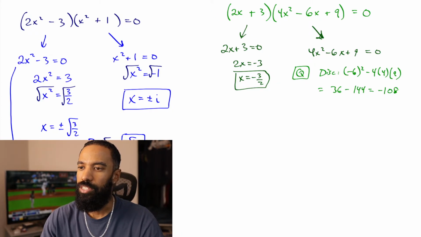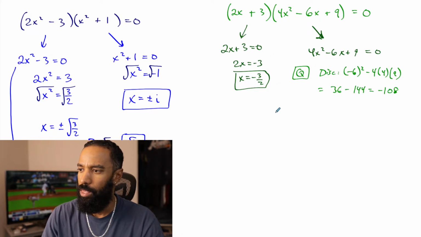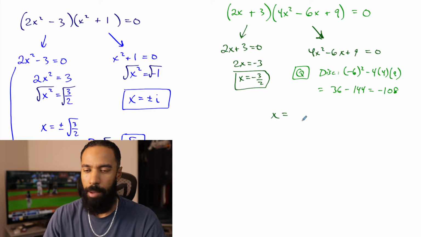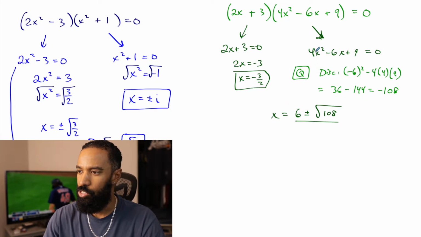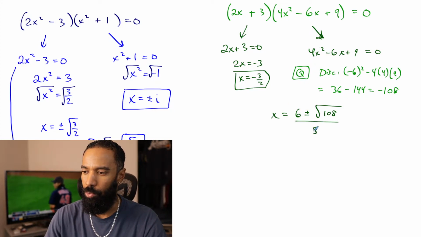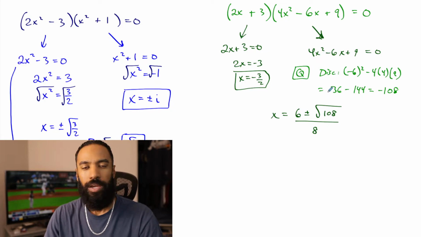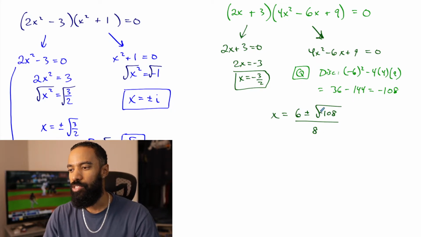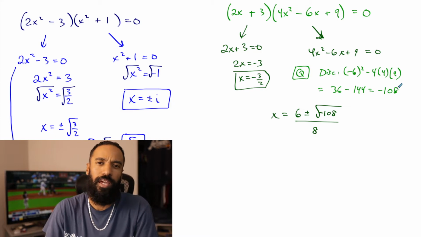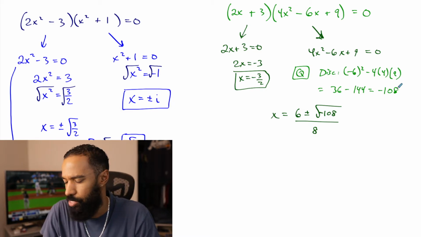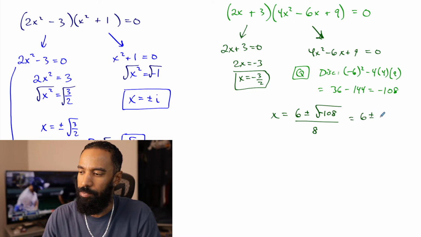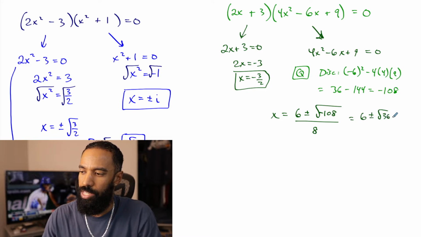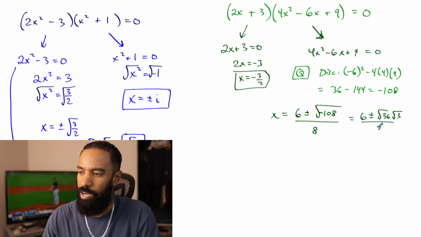Let's solve these things. Let's get x equals negative b, the opposite of negative 6 is 6, plus or minus the square root of 108, all divided by 2 times 4, which is 8, 2a, right there. Now we can simplify the square root of negative 108 right there. 12 and 9, 36 and 3. So this thing is 6 plus or minus root 36 times root 3, all divided by 8.